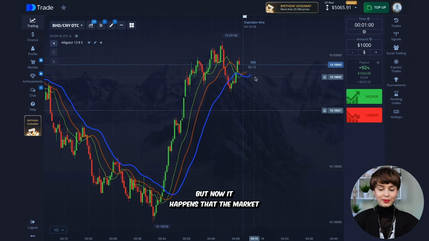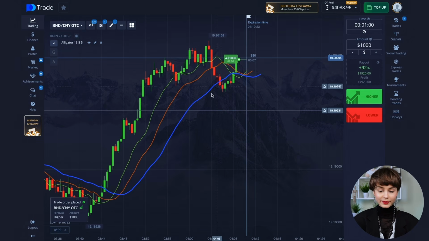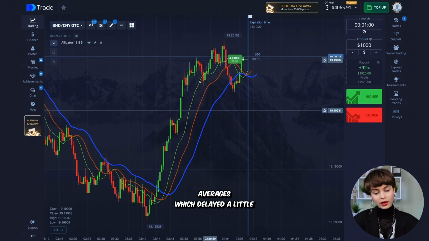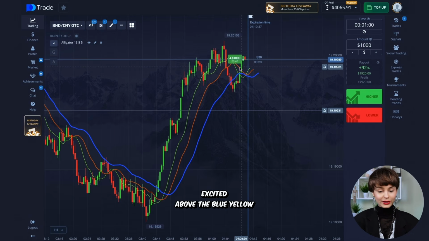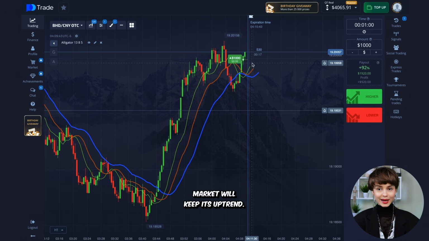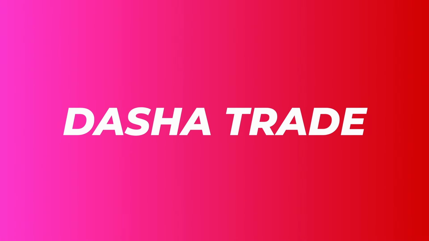But now it happens that the market emerges from under the blue line. It was likely such a false breakthrough of these moving averages, which was delayed a little. But as right now we're fixated above the blue, yellow, orange and green lines, all 3 lines, I can suppose the market will keep its uptrend. 30 seconds left, let's just wait and see what will happen.